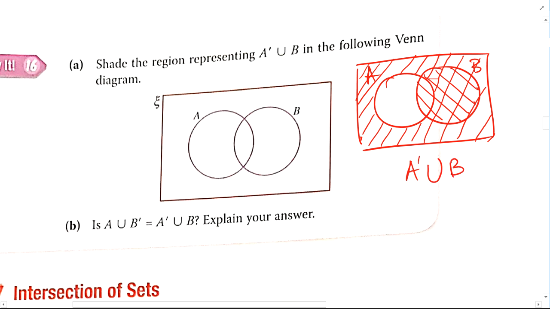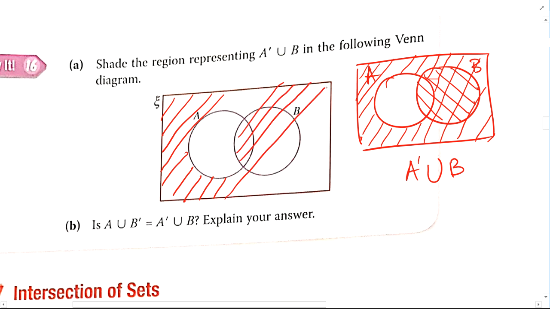Then now my final answer, I will just use one direction to shade. I will shade everything that was shaded. And it includes this part. It does. Like outside B, right? But I want everything in B as well. Okay, so this is my final answer.